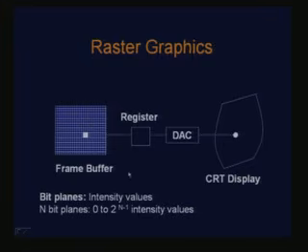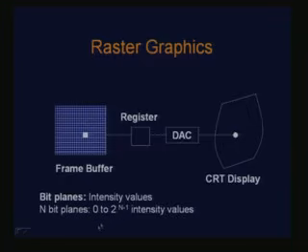Fine. So, now what we are saying is that if I have bit planes, bit planes means the number of bits I specify per pixel in this frame buffer. The bit planes in turn give me the range of intensity values I can have. So, if I have n bit planes, it means I can have intensity values from 0 to 2 to the power n minus 1.